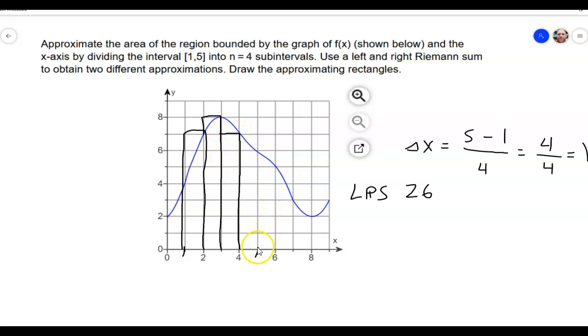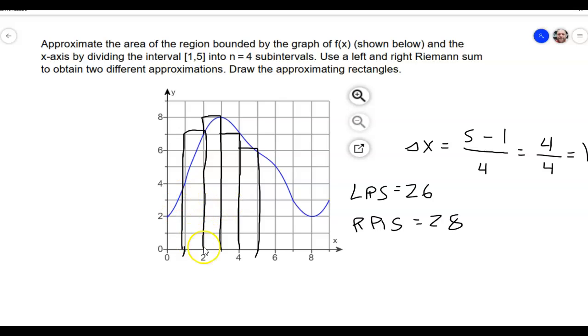Go back down, and then finally, go up here. And so here is our estimate using the right Riemann sum for the area under the curve between 1 and 5. So counting up, 1, 2, 3, 4, 5, 6, 7. Got one there. So 7 times 4 is 28. So the right Riemann sum is going to equal 28, an area of 28.